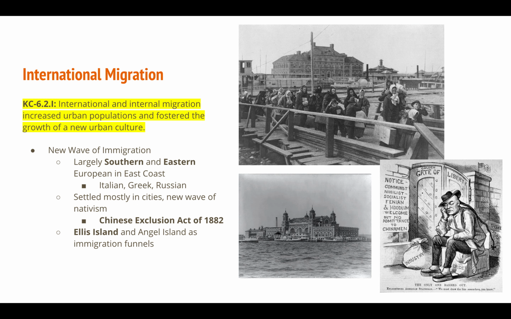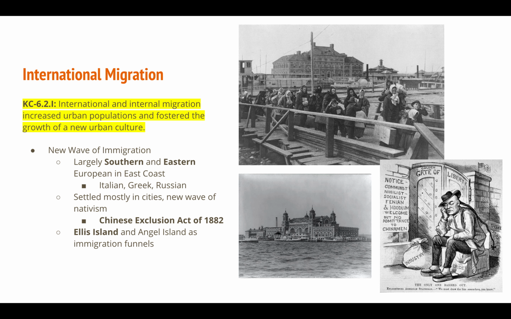All right, so for international migration, it increased urban populations and fostered the growth of a new urban culture. The new wave of immigration is largely Southern and Eastern European, and they're settling on the East Coast. This is different than the first wave of immigration, which, by the way, is still happening. There's still Irish and German immigrants coming in, but not at the same level as the Southern and Eastern Europeans.